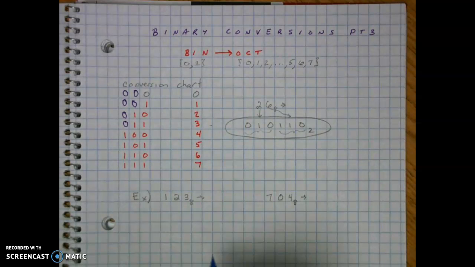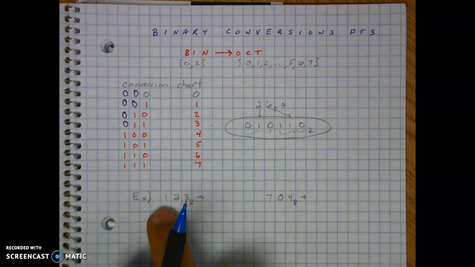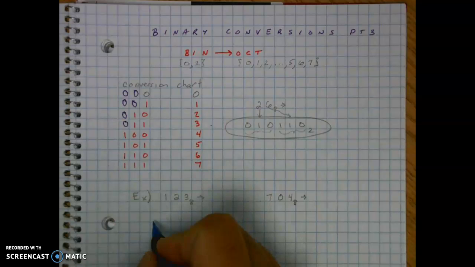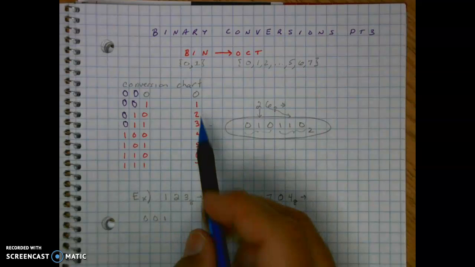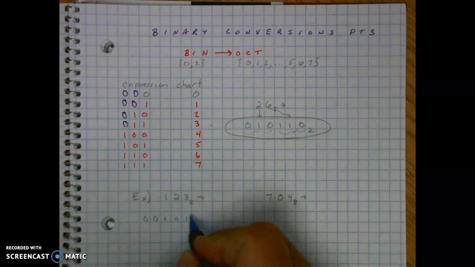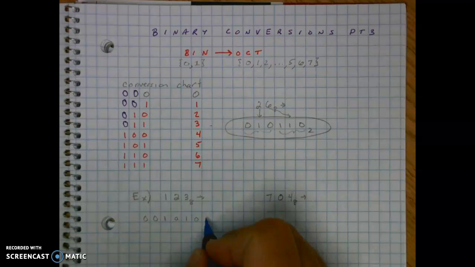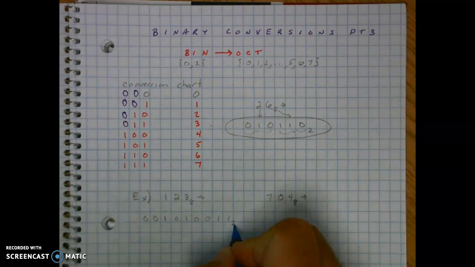Okay, so if we look at these 2 examples and what they go into, you notice this first one, numbers 1, 2, 3, base 8. The 1 is going to be 0, 0, 1. So it takes 3 bits, 0, 0, 1. The next one is a 2, so therefore it's 0, 1, 0. And the last is 3, 0, 1, 1. That is its true identity.